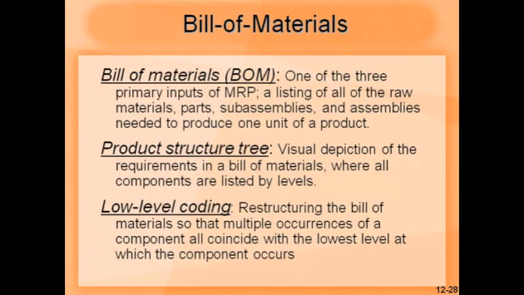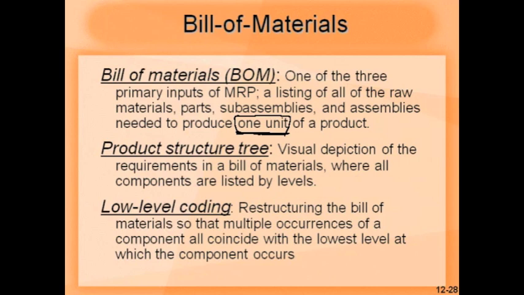Now coming to bill of materials. This is one of the 3 primary inputs of MRP, the first one being, as discussed, master schedule. It is a listing of all of the raw materials, parts, subassemblies, and assemblies needed to produce 1 unit of a product. Please remember, bill of material gives details about just one product. So if a company is making, let's say, 10,000 or 100,000, they can multiply appropriately. But bill of material only provides the details of 1 unit, like 1 chair will need what all different parts.